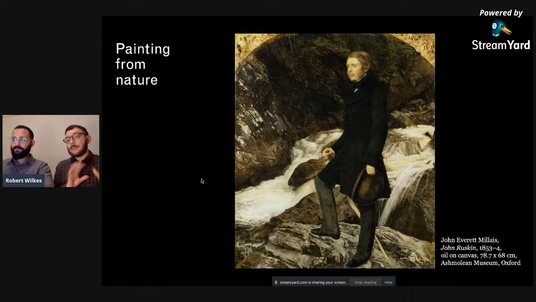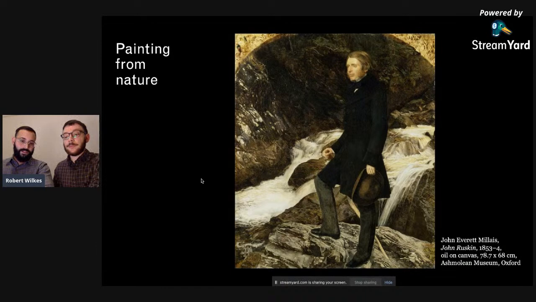So I've already mentioned the idea of painting from nature, of truth to nature. And they were particularly inspired by the writings of John Ruskin, who was an influential art critic. And he encouraged artists to go to nature and paint what they saw.